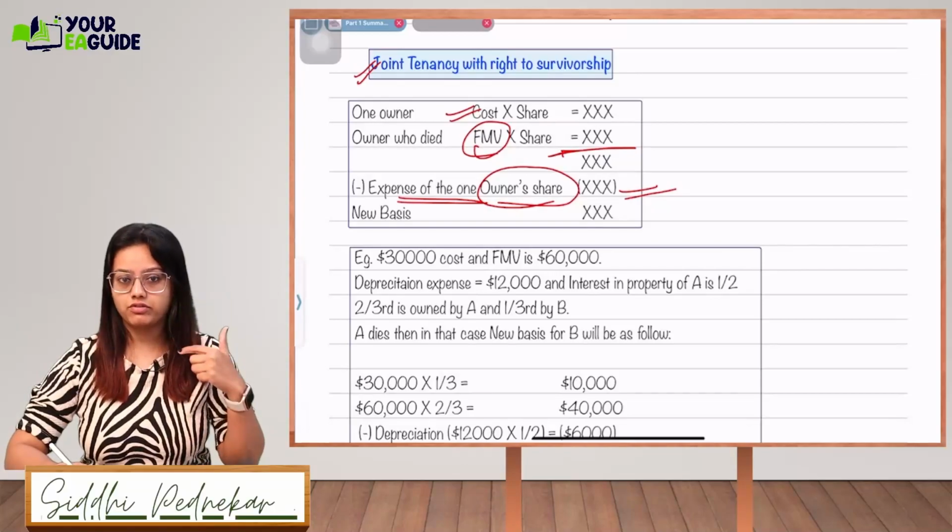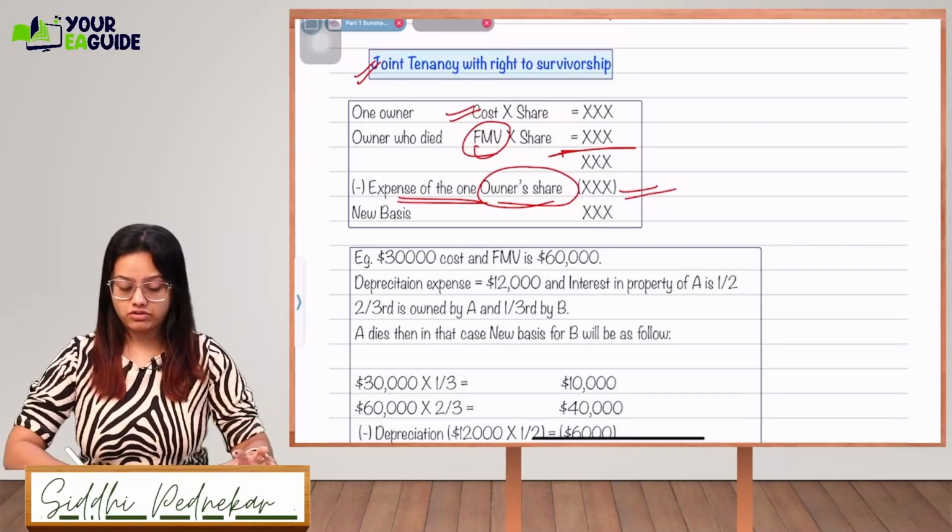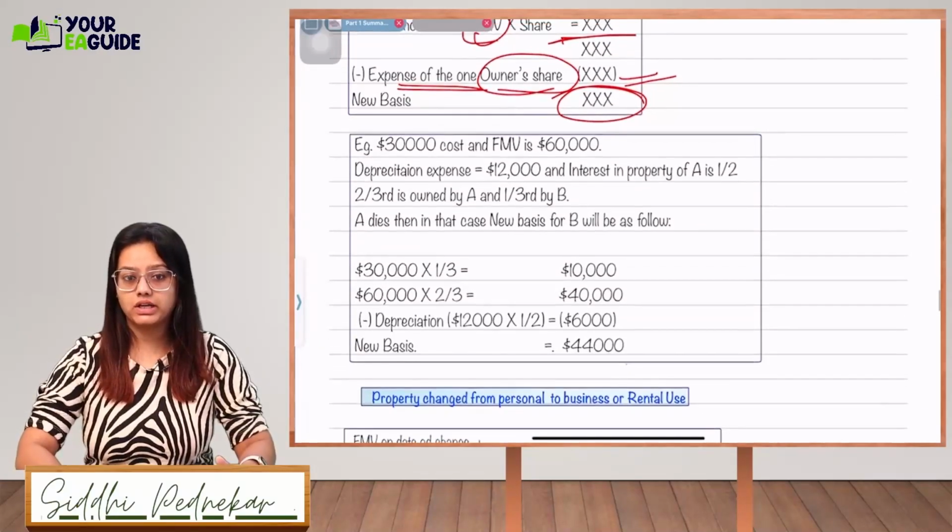Let's say they both are owning 50%. So only 50% of the expense will get reduced. This is the new basis of the property. Okay, one example is there.